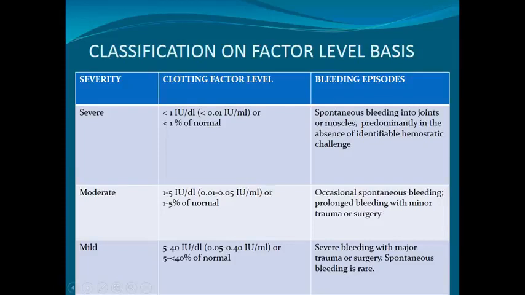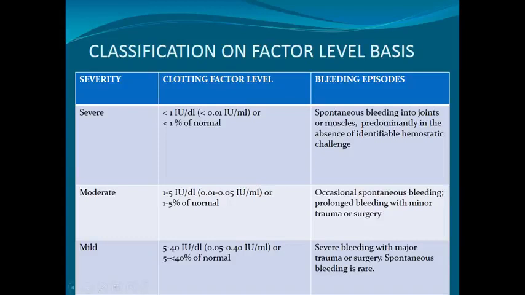In severe cases there is spontaneous bleeding into the joints and muscles, predominantly in the absence of an identifiable hemostatic challenge. Means there is no history of trauma, there is no history of stress. Even though the patient bleeds without any identifiable hemostatic challenge, this will be labeled as severe clinically.